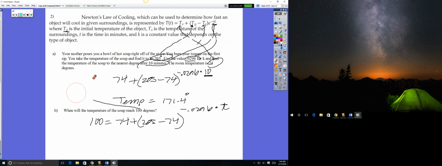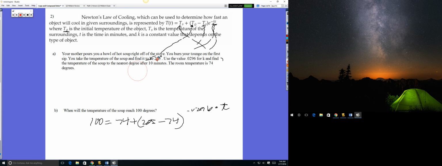So it's just an equation. I'm going to start undoing everything that's hanging out with t. So first, I'm going to ditch this 74. Minus 74, minus 74. Okay, 100 minus 74, that's going to be 26, is equal to 205 minus 74. I'm going to clean up the parentheses. That's 131 raised to the negative 0.0296 t. I can just ditch the 74, that's it.